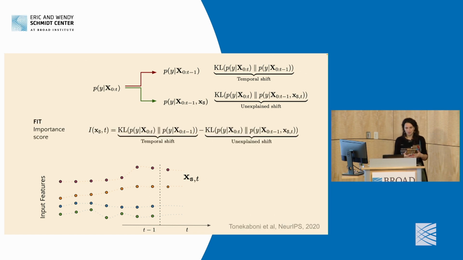So then the importance score, which we call FIT, is the difference between the two scores. And the way to think about it is that if the subset doesn't matter at all, then our KL divergence between the current time step and the previous time step would be exactly the same. And so the importance would be 0, right? And if it's really important, and if it explains everything at the current time step, then it would be a highly positive score.